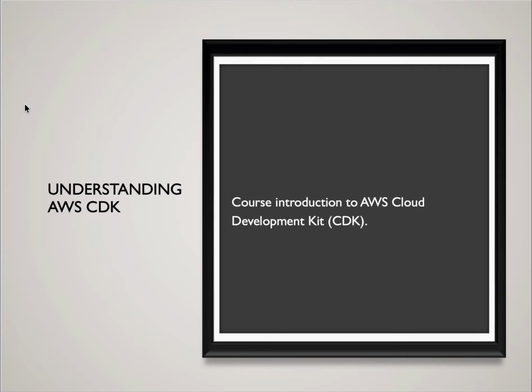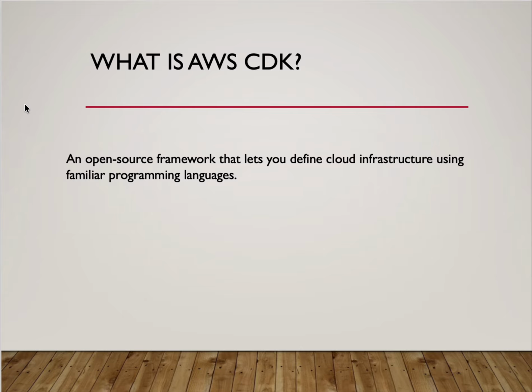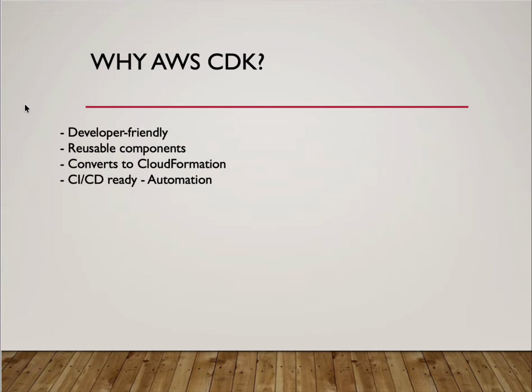So, in this session, we will explore AWS CDK, the Cloud Development Kit, and why it is an essential tool for modern infrastructure as code. AWS CDK is an open source framework that allows you to define cloud infrastructure using real programming languages like Python, TypeScript, or JavaScript instead of long JSON or YAML templates. So you write code that compiles into CloudFormation templates.